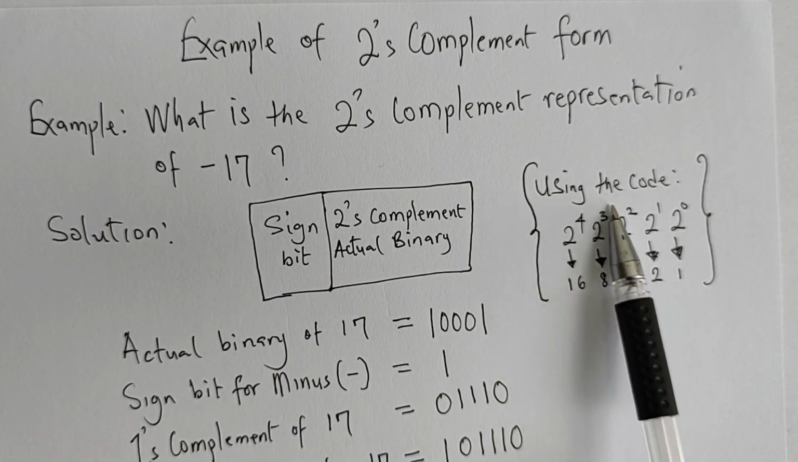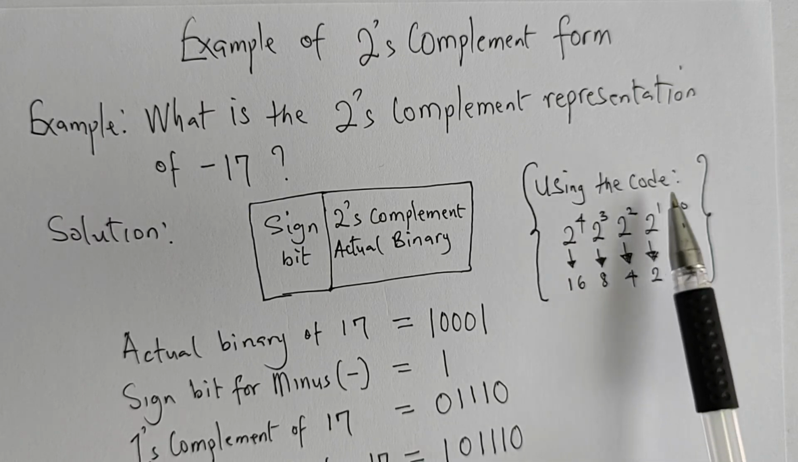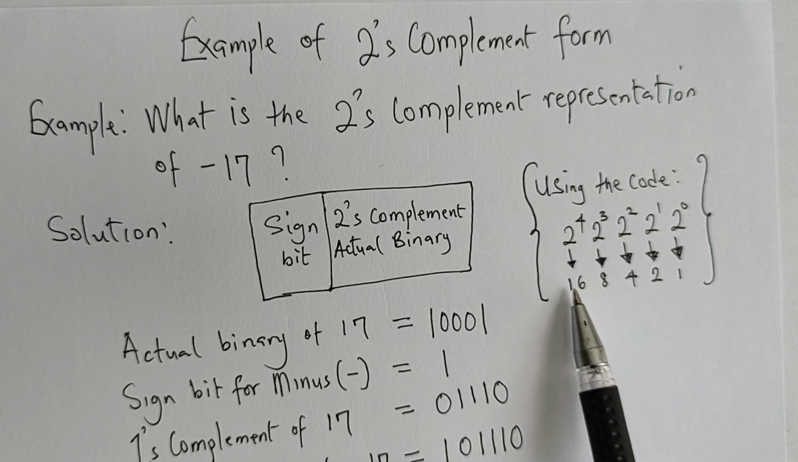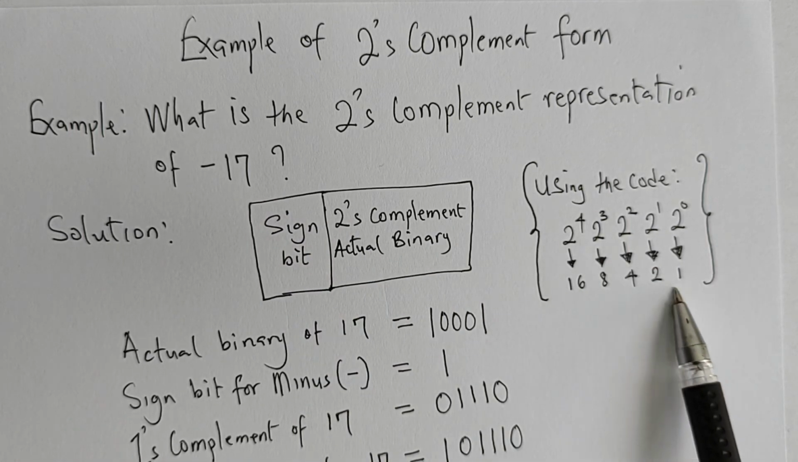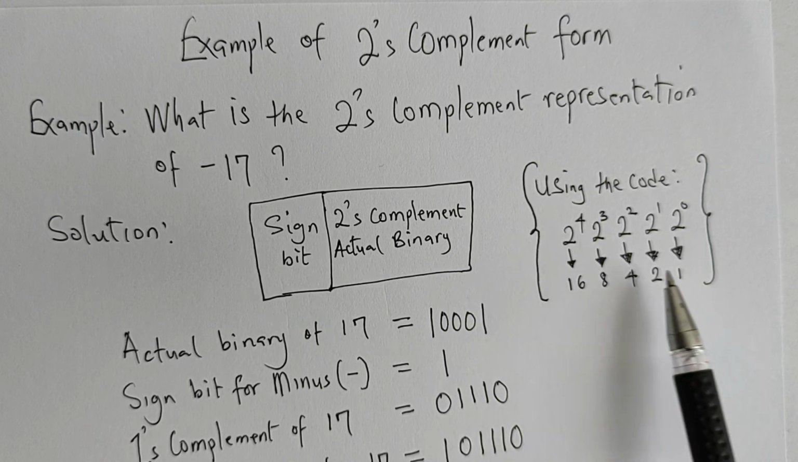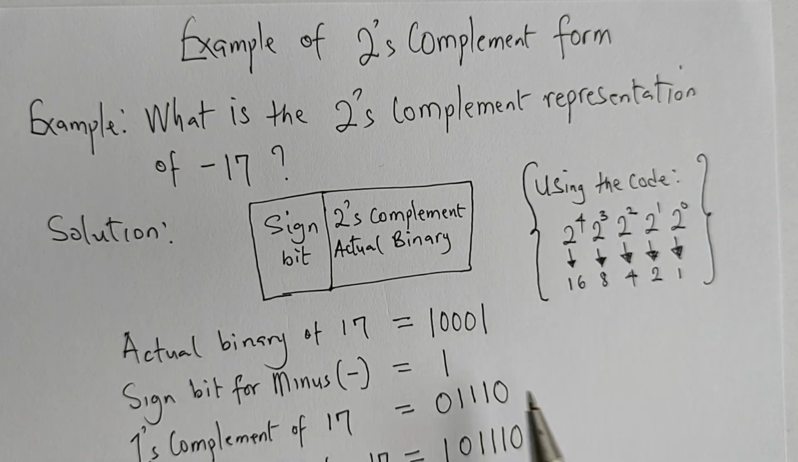So in that case, we'll have 2 raised to the power 3, 8, 2 raised to the power 2, 4, 2 raised to the power 1, 2, and 2 raised to the power 0 is 1. So it means in this case, for us to represent 17, 16 is going to be on, and 1 is going to be on, and then the values in between are going to be 0. So when you sum up 16 and 1, it's going to give us 17. So this is how easy it is.